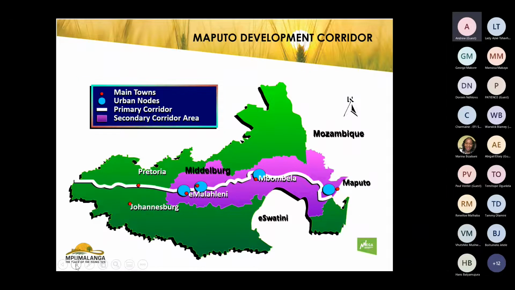This indicates the Maputo Development Corridor, which is one of the primary spatial development initiatives in South Africa. It was initiated by our past president, Nelson Mandela, and his counterpart in Mozambique. The Maputo Corridor is basically a transport and development corridor that runs from Gauteng, which is South Africa's industrial base, through our province into Mozambique and directly to the deep water port of Maputo. Next slide, please.